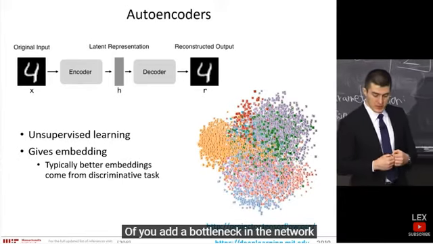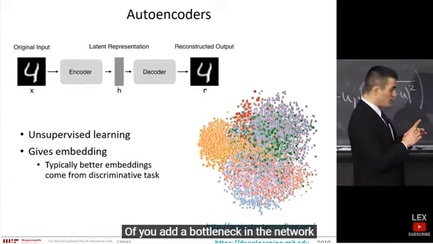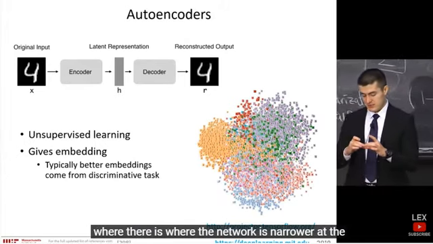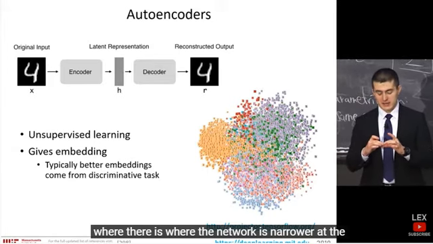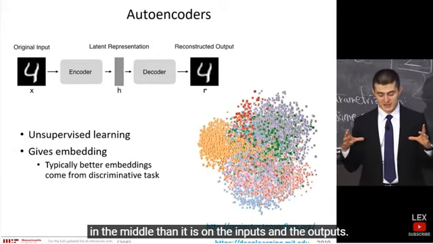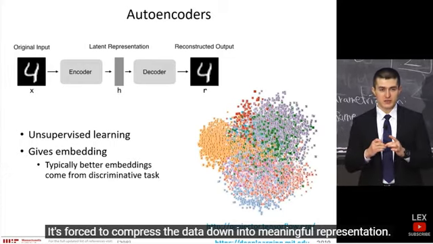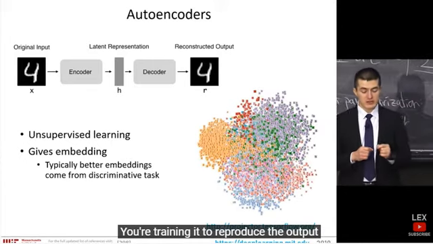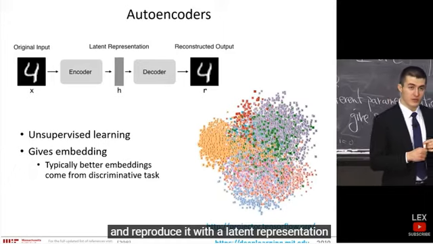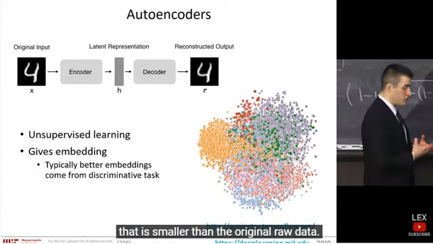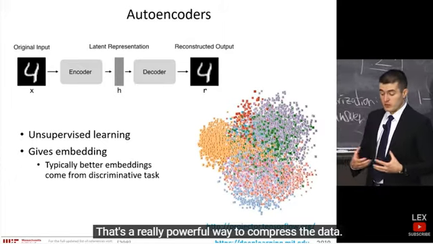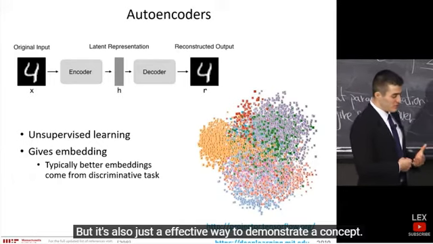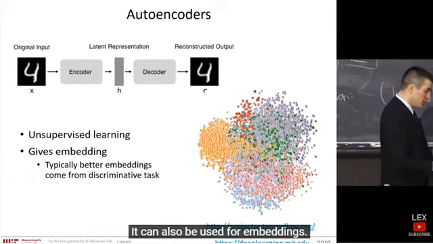So why do we do that? Well, if you add a bottleneck in the network, where the network is narrower in the middle than it is on the inputs and the outputs, it's forced to compress the data down into a meaningful representation. That's what the autoencoder does. You're training it to reproduce the output with a latent representation that is smaller than the original raw data, and that's a really powerful way to compress the data. It's used for removing noise and so on, but it's also just an effective way to demonstrate a concept. It can also be used for embeddings.